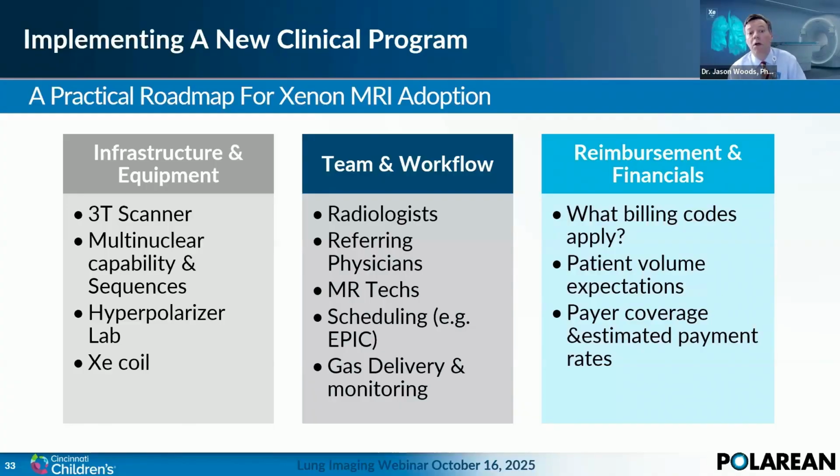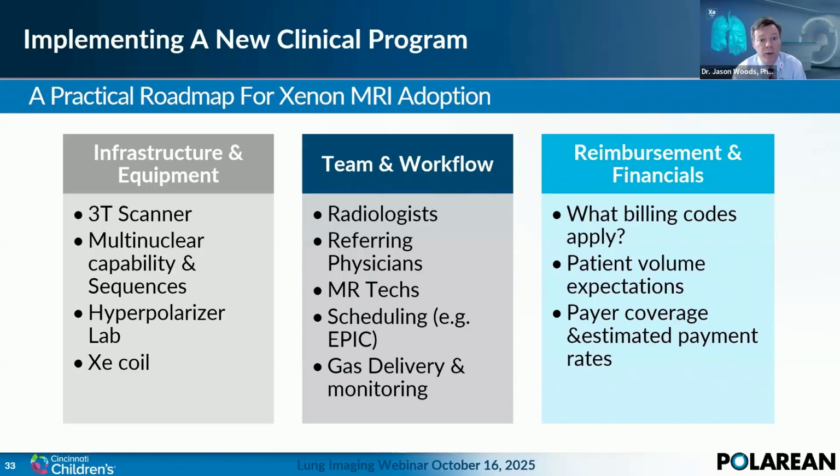On the team, you need a radiologist or a team of radiologists to actually be able to read the images. We started at our institution with people who read nuclear medicine scans, and then that moved to the chest section as people got more familiarity. We need referring physicians like Dr. Heisinger, who's on the call, MR techs who are familiar with the sequences, and then a workflow for scheduling, gas delivery, and monitoring. On the reimbursement side, we need to understand what billing codes actually apply.